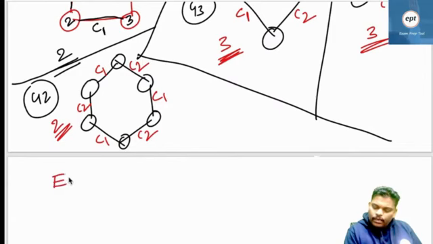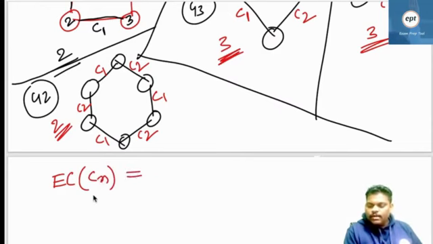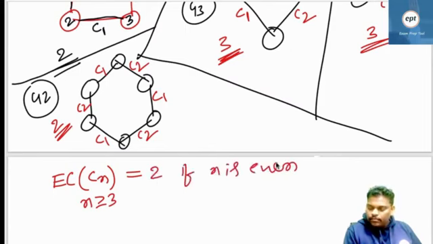Edge chromatic number for Cn, where n is greater than or equal to 3. Edge chromatic number for Cn means cycle graph with n vertices, where n is greater than or equal to 3. Answer is going to be 2 if n is even. Answer is going to be 3 if n is odd.